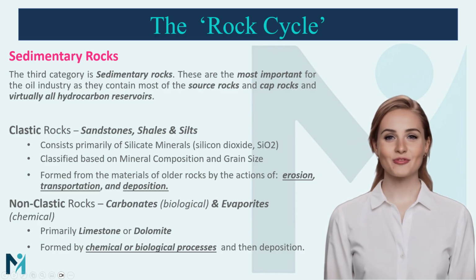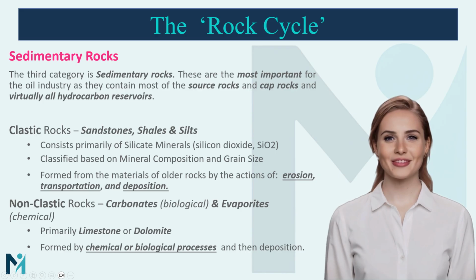These rocks don't come from the breakdown of older rocks, but instead form through chemical or biological processes. Carbonates, like limestone and dolomite, often form in warm, shallow marine environments where organisms like corals, algae, and shellfish thrive. When these organisms die, their calcium-rich remains settle to the bottom and eventually form rock. These biologically derived carbonates can create incredibly effective reservoir rocks, especially when they undergo processes like dolomitization or fracturing.